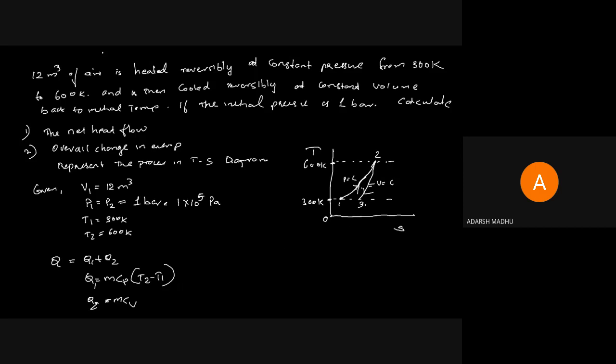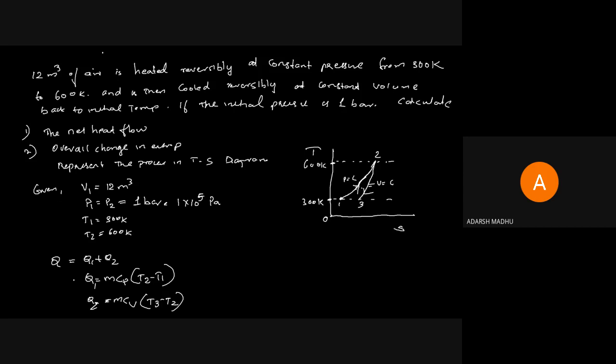Here, for the second process, 2 to 3, the final temperature is 300 Kelvin and the initial temperature is 600 Kelvin, that is T3 minus T2. So Q1 equals mCp (T2 minus T1), final minus initial temperature, and Q2 equals mCv (T3 minus T2), where T3 is 300 and T2 is 600.